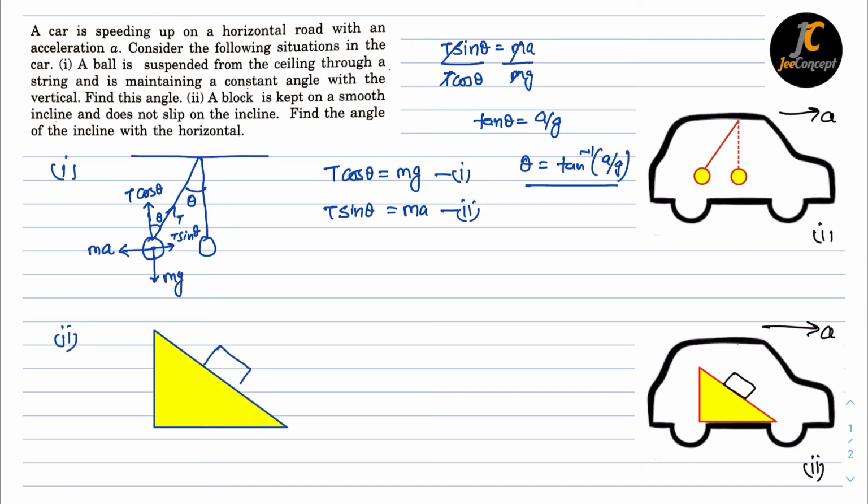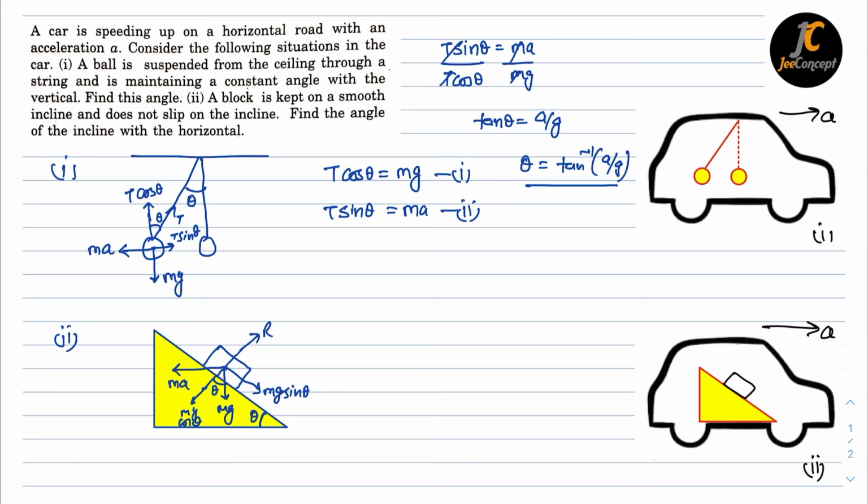The box is kept at its position. The mg force will be acting downwards. The force due to acceleration will be acting in the backward direction, and the inclination is at an angle theta. So if it is theta, that means if I draw a perpendicular here, this is also going to be theta. So if we resolve this mg into two components, one is going to be mg cos theta, and here it is going to be mg sin theta, and this is going to be the reaction force.